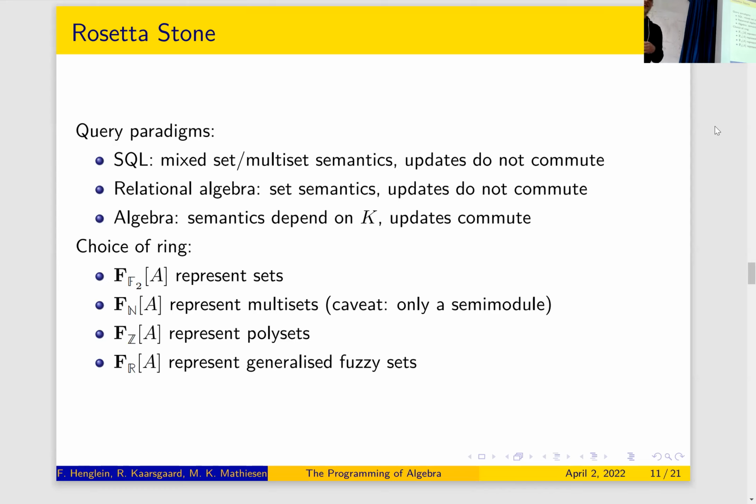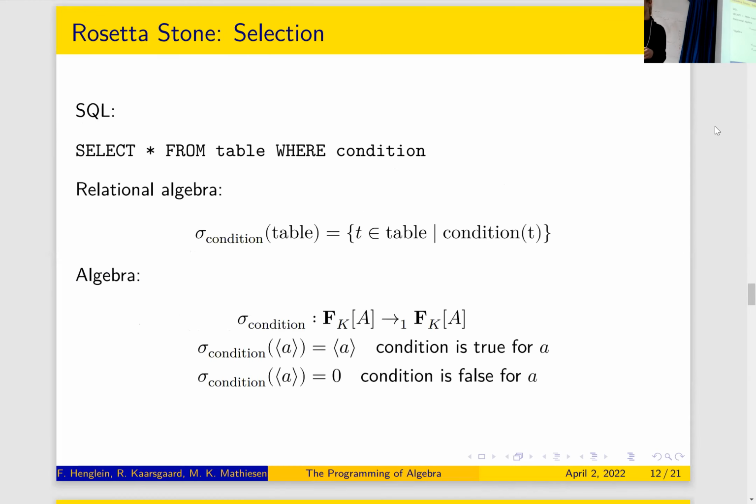Okay, are we good? Okay, and then finally we can take something like real numbers, and that will be like generalized fuzzy sets. And the fuzzy sets are from 0 to 1. In this case, it's just all the real numbers. We haven't explored this too much, exactly what it means, but you can do it.